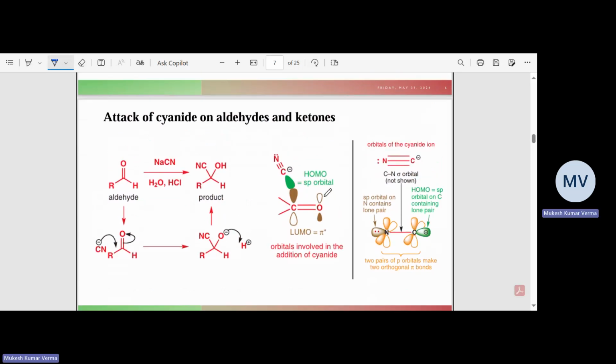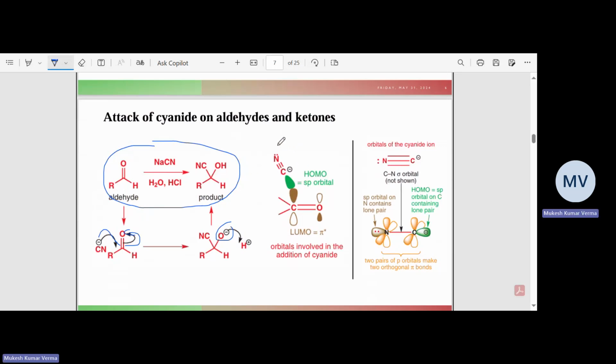The first example of nucleophilic attack on the carbonyl carbon is the attack of cyanide on aldehydes and ketones. As can be seen from the reaction, the aldehydes are attacked by sodium cyanide in the presence of water and HCl to form the product, a cyanohydrin. In the mechanism, first the CN negative attacks the carbonyl carbon, which shifts the electron density towards the oxygen atom to create the O negative ion. Then protonation takes place to form the final product, a cyanohydrin.